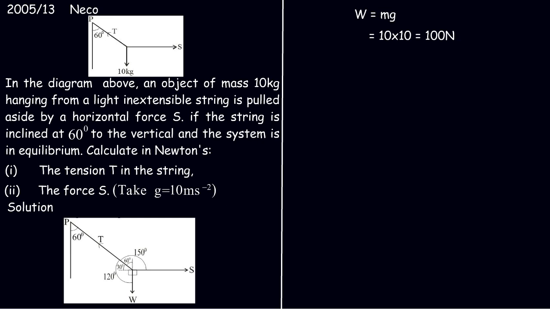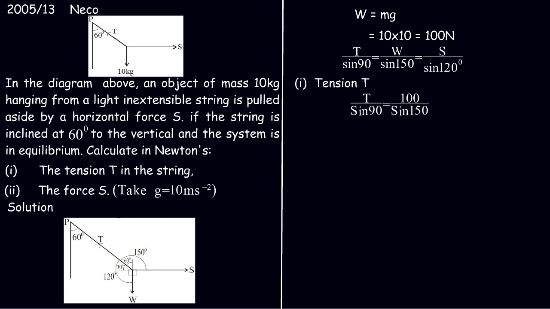And from Lami's theorem, we know that T divided by sine 90 will be equal to W divided by sine 150, which should be equal to S divided by sine 120. Now for the first part of our question, the tension T: T divided by sine 90 will be equal to 100 divided by sine 150, and when we cross multiply, T will be equal to 100 sine 90 divided by sine 150, which is 100 times 1 divided by 0.5, which is equal to 200 Newton.